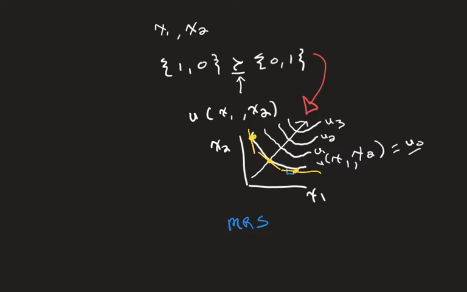And likewise, if you're on the other end, if you have a lot of x2, you're going to be willing to give up a lot of that to get a little more x1, assuming you have preferences to have some of x1 and x2.